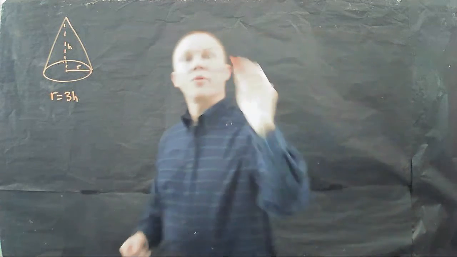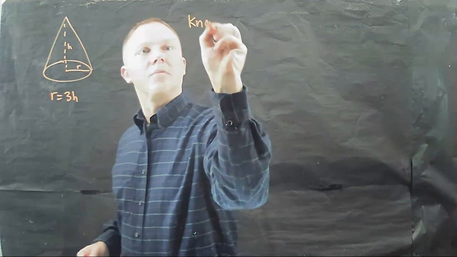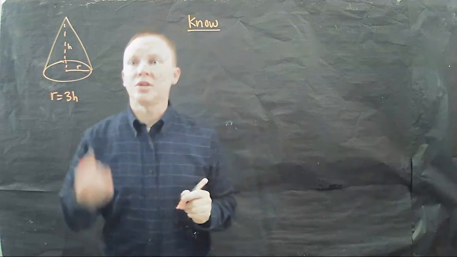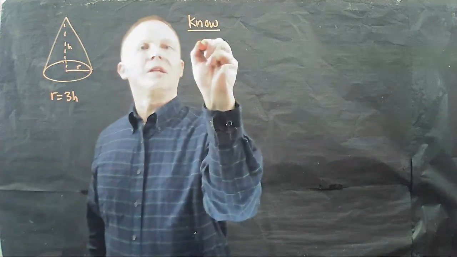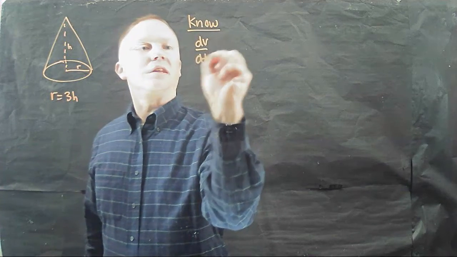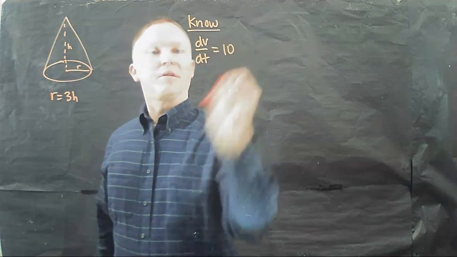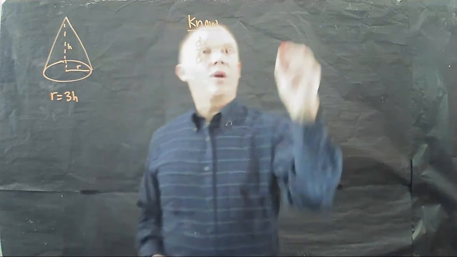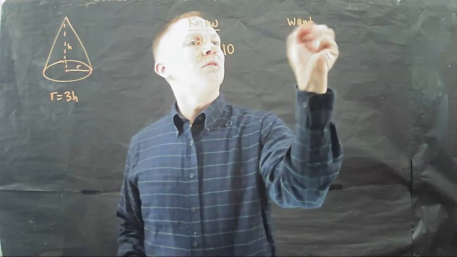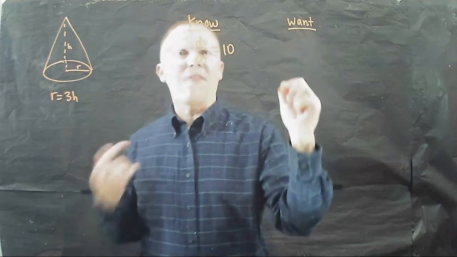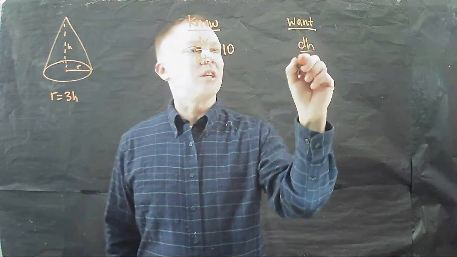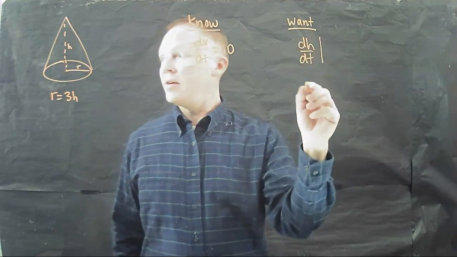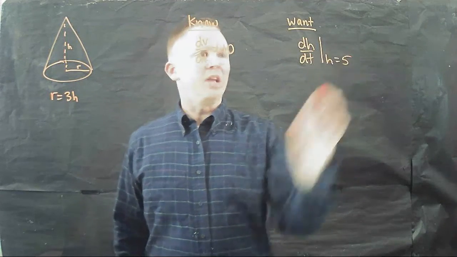And so what do we know in this problem? What are they telling us? They're telling us that the volume of the cone is changing, that dV/dt is equal to 10. And then what do we want to know? It says, I think, how fast is the height of the pile changing? So that's going to be, what's dH/dt when, I think, h equals 5.